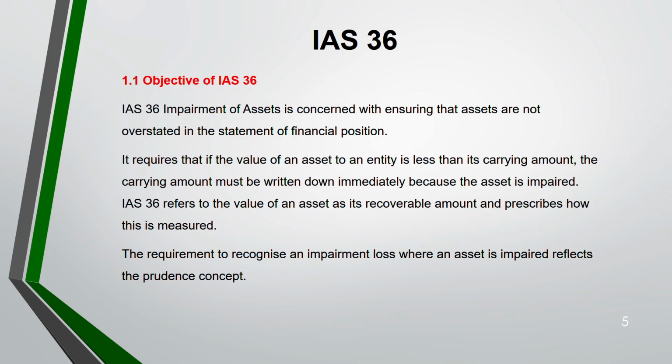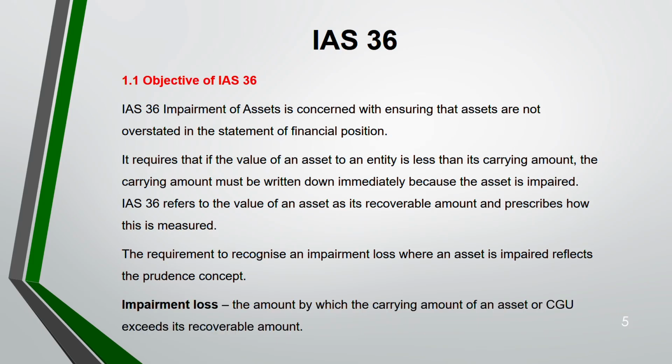Now, the requirement to recognize an impairment loss where an asset is impaired reflects one concept in your accounting. This I've explained to you in the conceptual framework, that is the prudence concept. Financial statements are prepared on the prudence concept, where you do not overstate your assets and income and you do not understate your expense and liability. So based on that prudence concept, we are being cautious so that we do not overstate our asset. That's why we have to recognize an impairment loss when your asset is impaired.